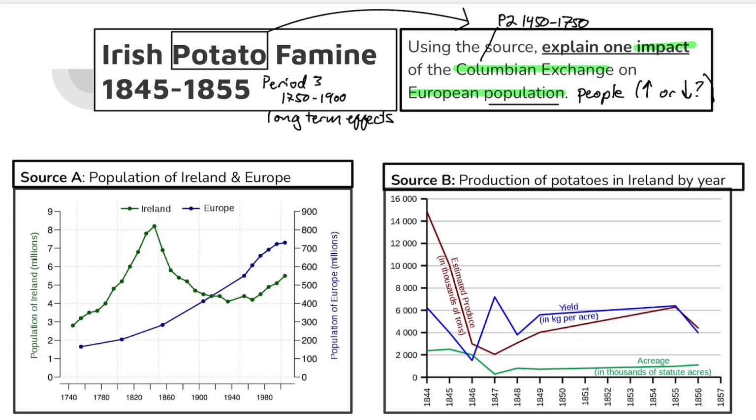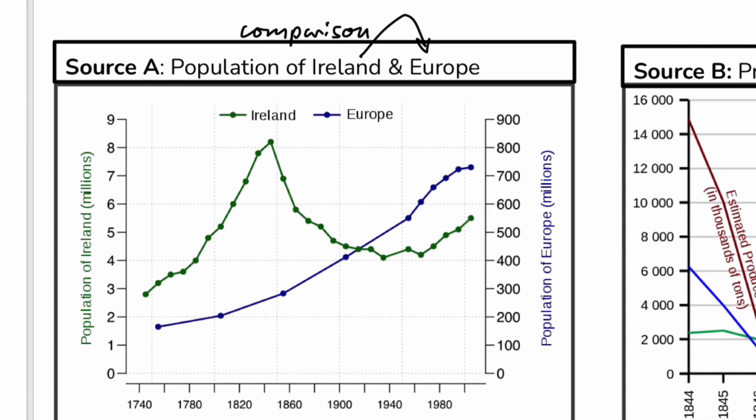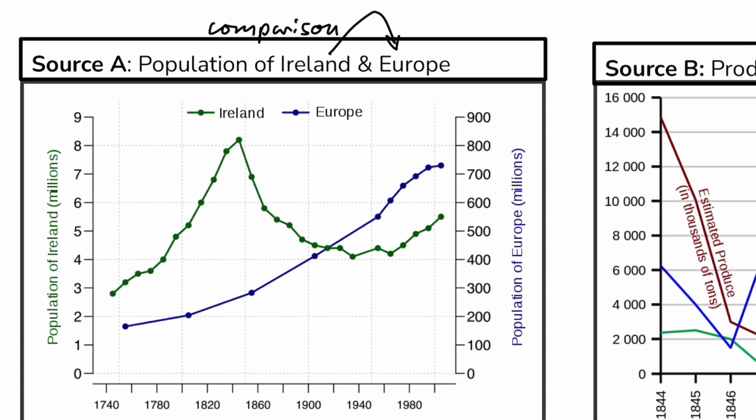So once you've read the question and figured out what it's asking, then you read the titles of the charts. So source A, population of Ireland and Europe. So it's comparing the population of people in Ireland and the population of people in the entire continent of Europe. So Ireland is a part of Europe. Then we need to figure out what our axes are. Down here on the Cartesian plane, we have the x-axis. What does the x-axis show us? What are these numbers representing?